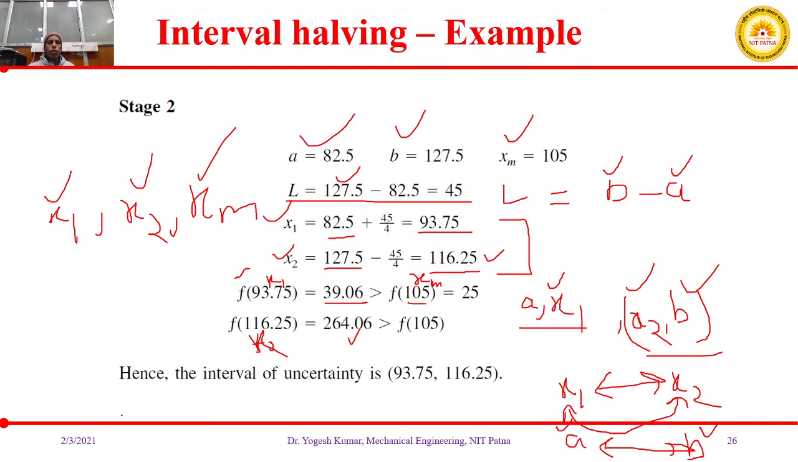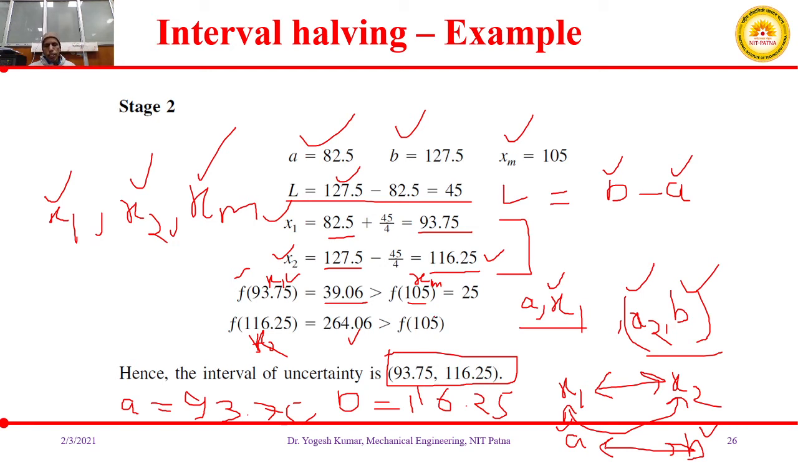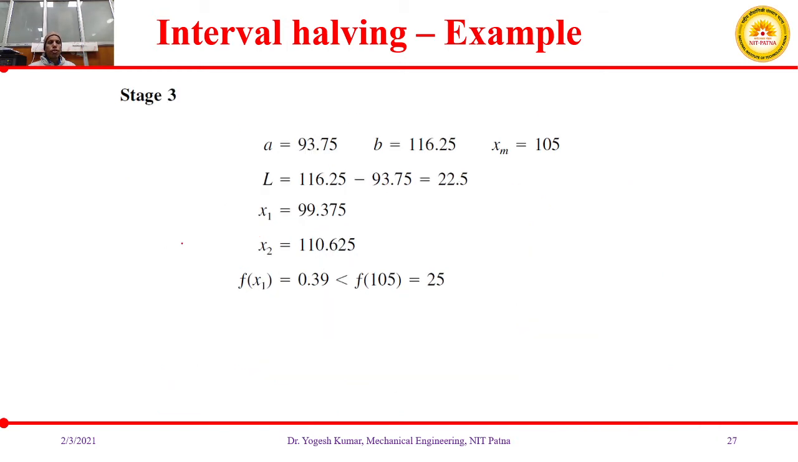So what are the new values of a and b? A will be equal to x1, this is 93.75. Okay, b will be 116.25. Okay, so your possible solution will lie between these 2 points. Okay, I hope it is clear. If there is any doubt, you can repeat. So let us move to the next step, that is step 3.